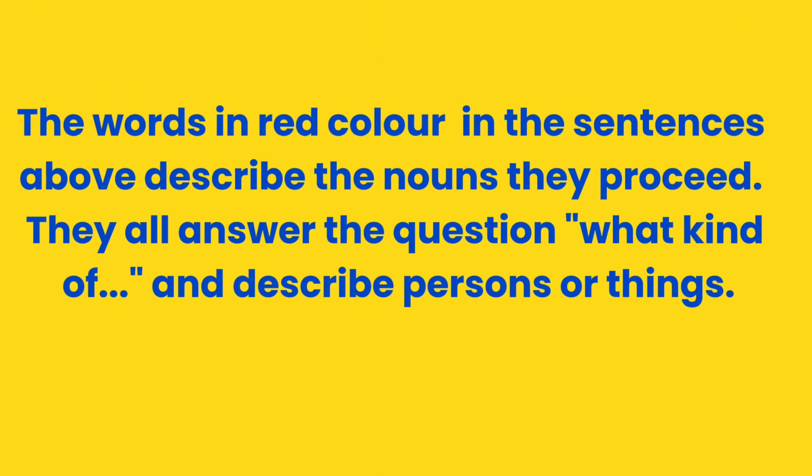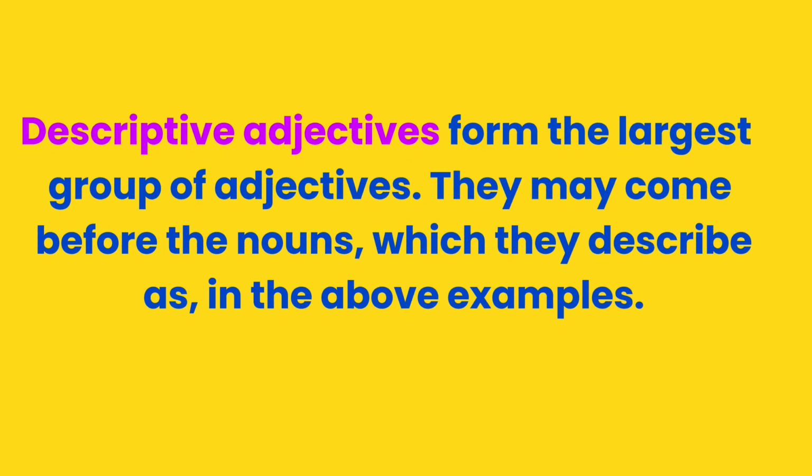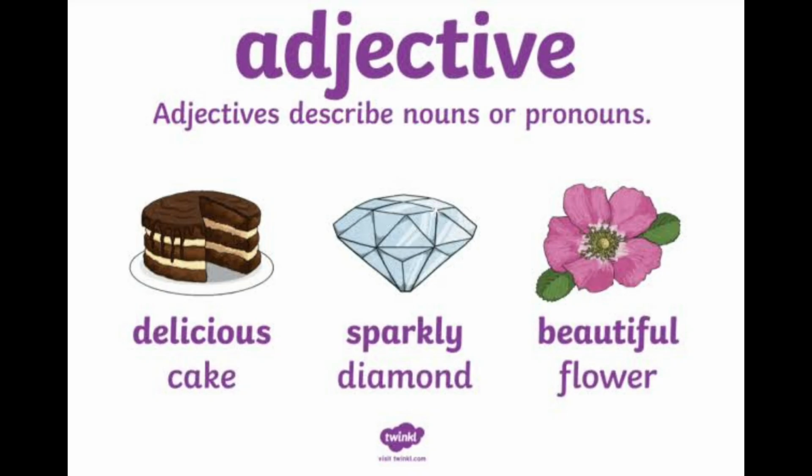The words in red colors in the sentences above describe the nouns they precede. They all answer the question what kind of, and describe persons or things. Descriptive adjectives form the largest group of adjectives. They may come before the nouns, which they describe as in the above examples. Or they may come after verbs of being or some other incomplete verb.